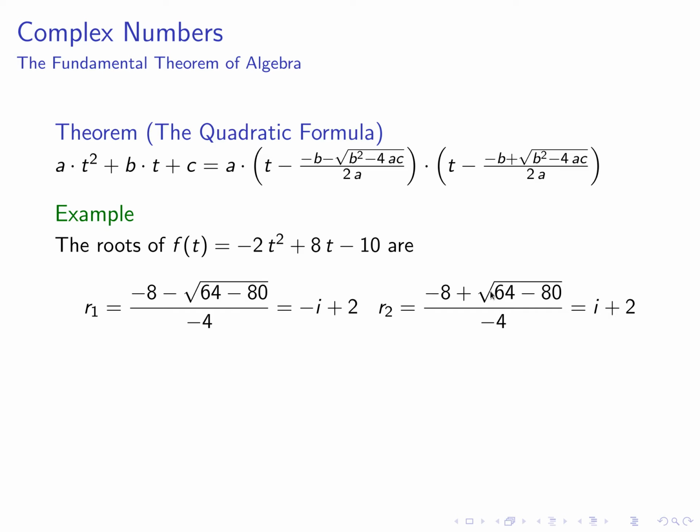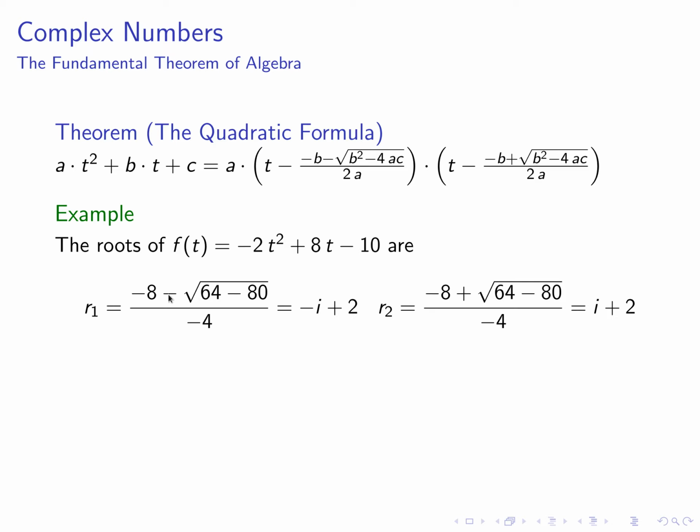When we simplify these expressions for the 2 roots, we end up with negative i plus 2 and i plus 2. The 2 in both of these expressions is obtained by taking negative 8 and dividing by negative 4. And the plus or minus i is obtained by taking the square root of 64 minus 80, which is the square root of negative 16, which gives us 4i.